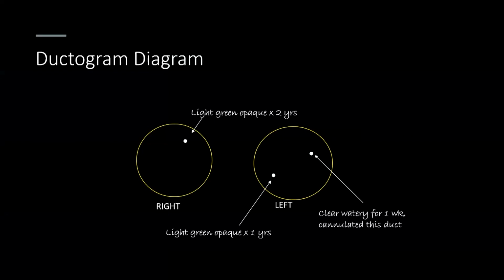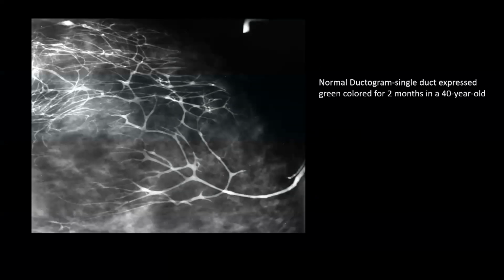When we evaluate discharge, we'll frequently electronically fill out a paper for right and left breast. We'll express from both breasts and document the color, the duration, and how many ducts we're able to get fluid from. This is what a normal ductogram may look like.